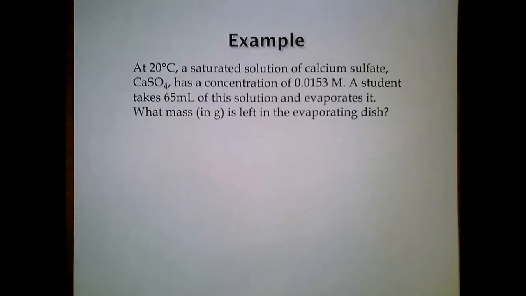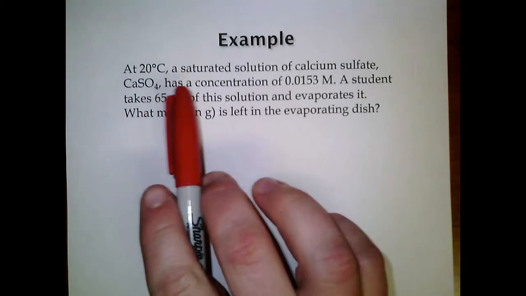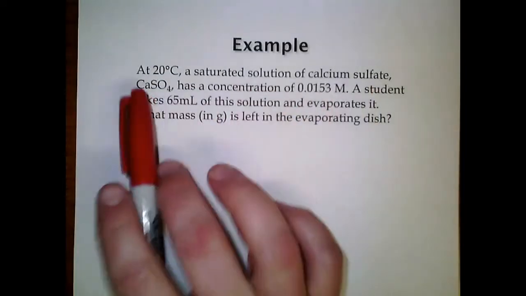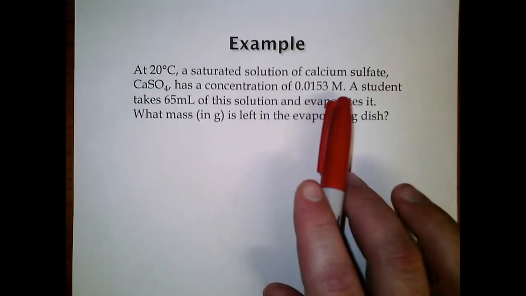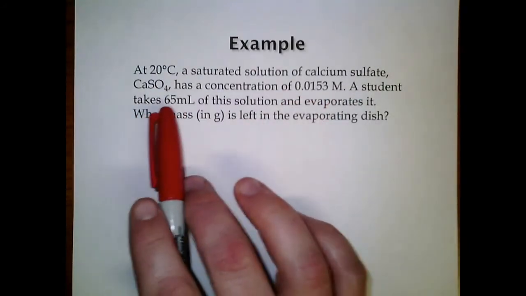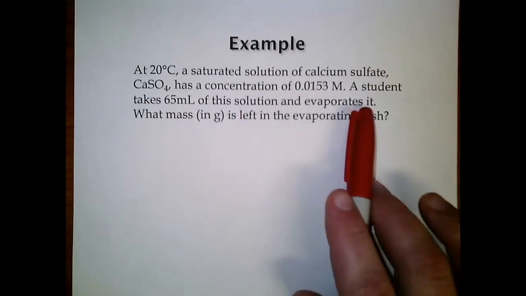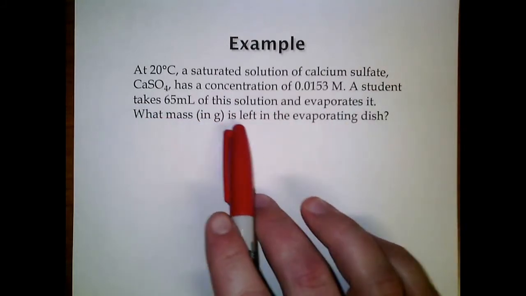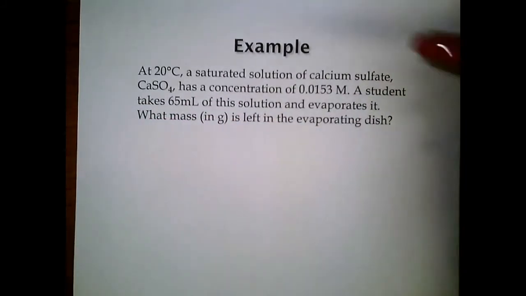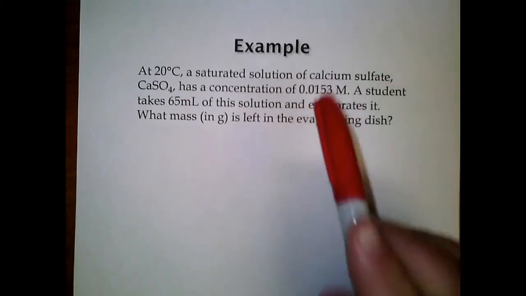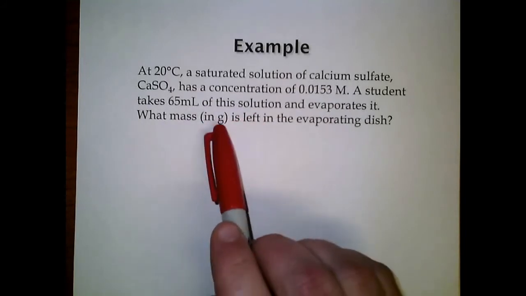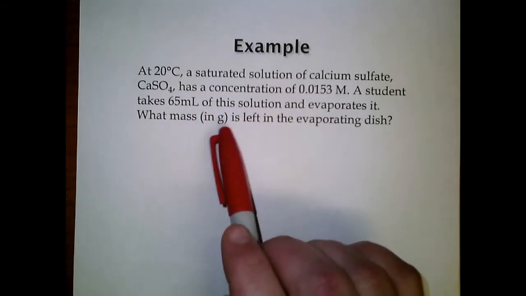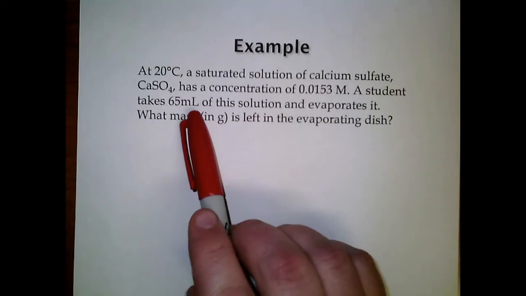Okay, so in this last example, something a little different is going on. At 20 degrees Celsius, a saturated solution of calcium sulfate, CaSO4, has a concentration of 0.0153 molarity. A student takes 65 milliliters of this solution and evaporates it. What mass in grams is left in the evaporating dish? So this is actually not asking us about the concentration. It actually gives us the concentration, and what it asks for is how much of the calcium sulfate in grams is actually in that solution if I have 65 milliliters of it.